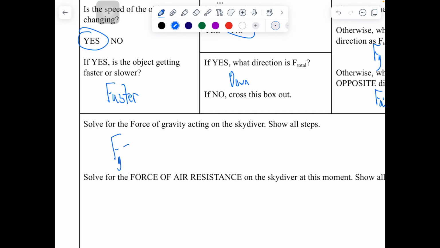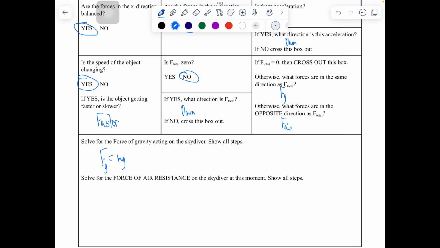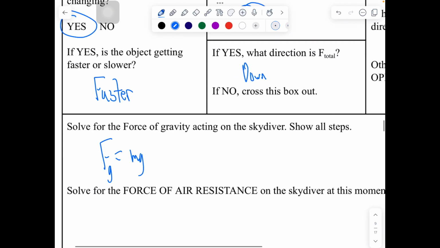Force of gravity acting on the skydiver. Just like before, Fg equals mg. Mass is 80. G is 9.8. Plug this into our calculator. 80 times 9.8. 784 newtons.